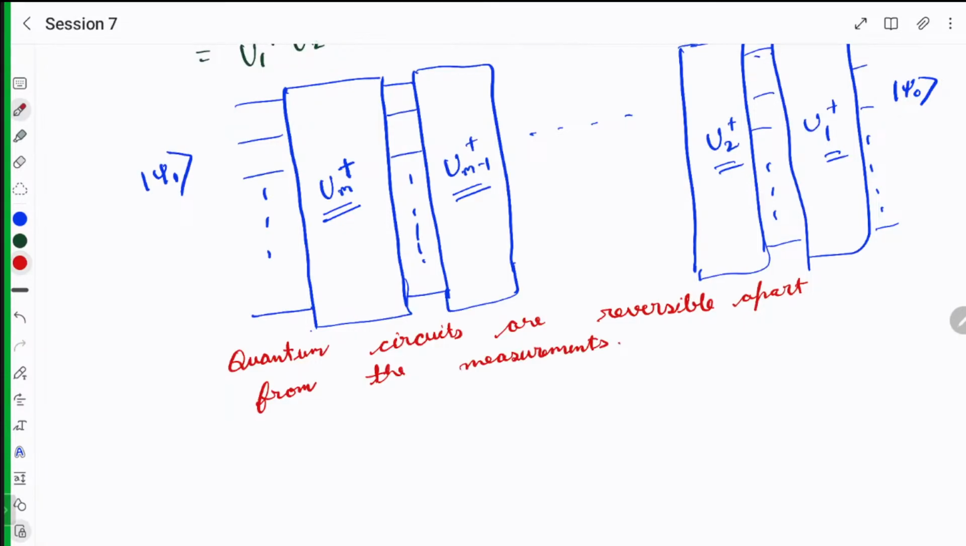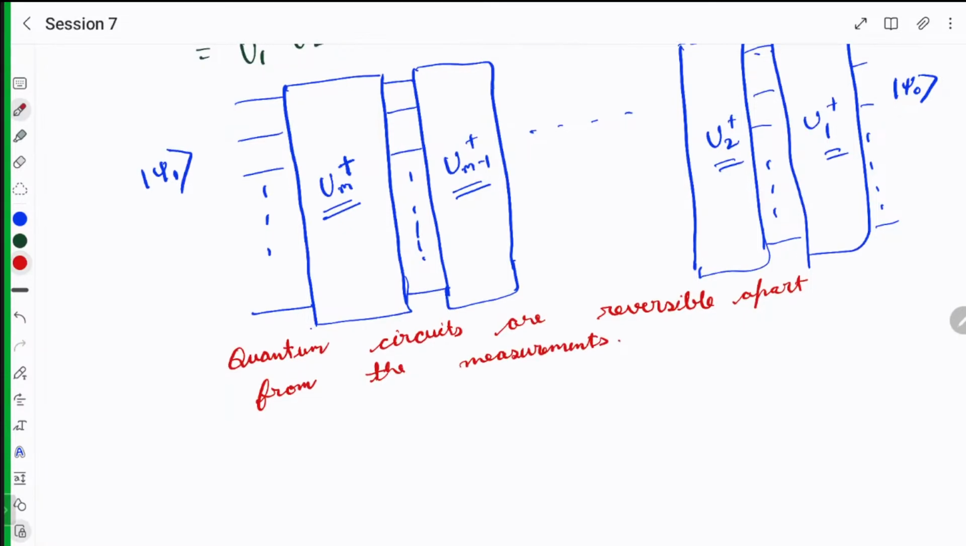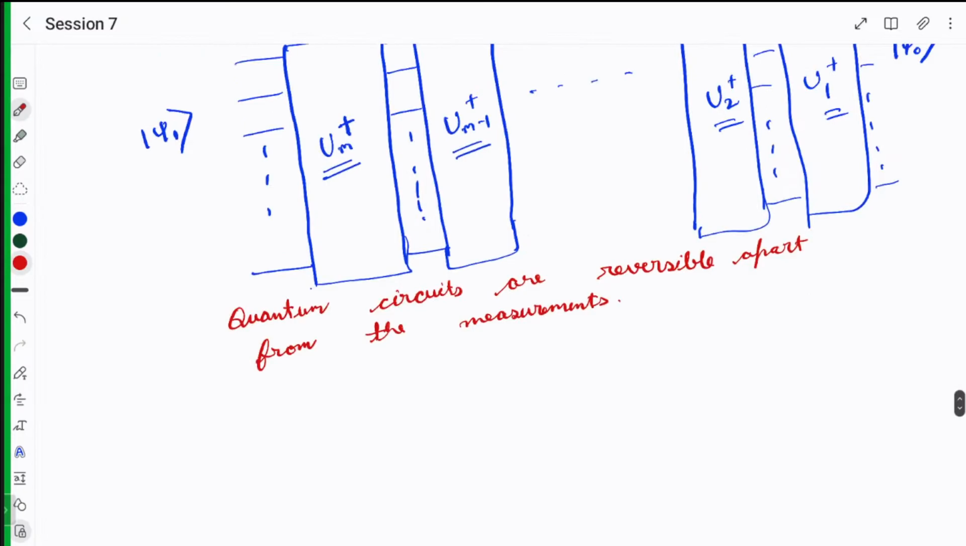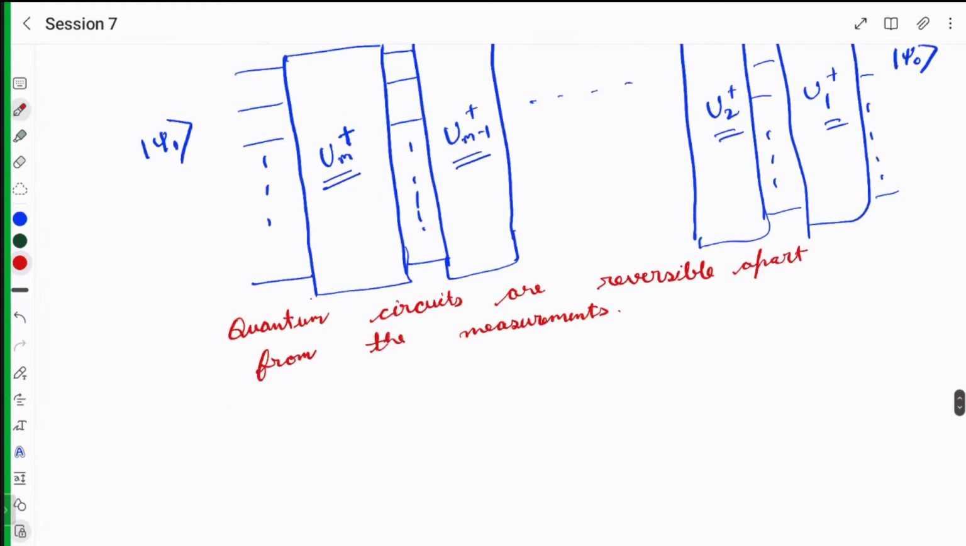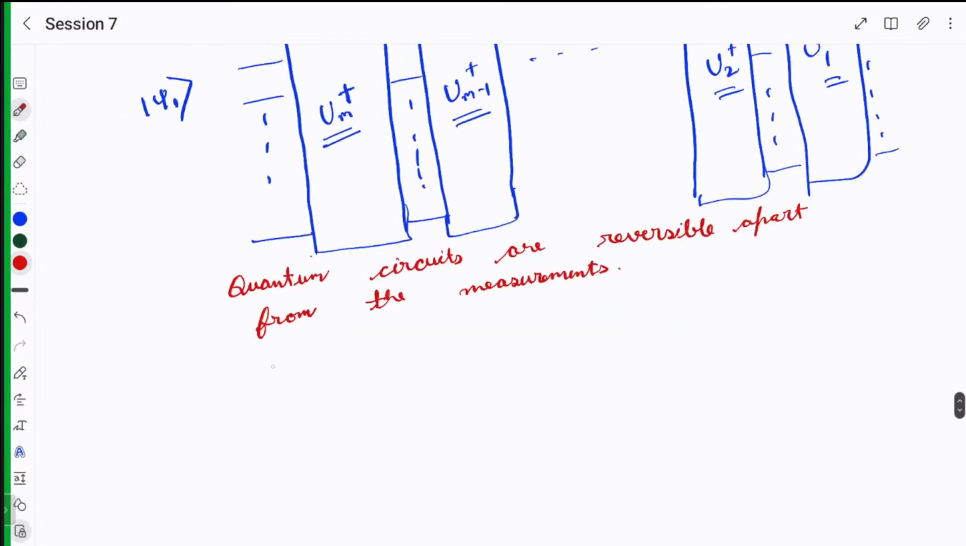Okay, let's look at an example of the fact that unitary gates are reversible. Let's take a single qubit gate. Remember, we had the Hadamard gate. Can anybody tell me, if I give ket 0 to the Hadamard gate, what do we get? And what do we get if we give the input as ket 1?